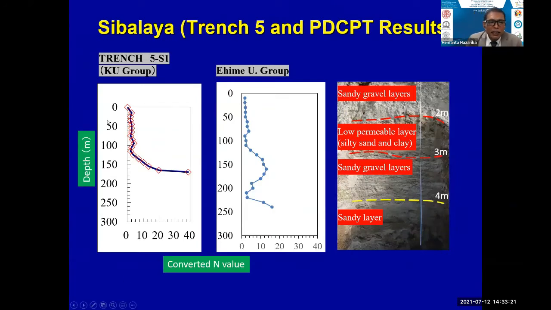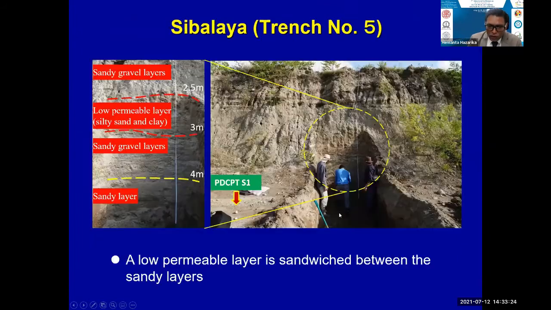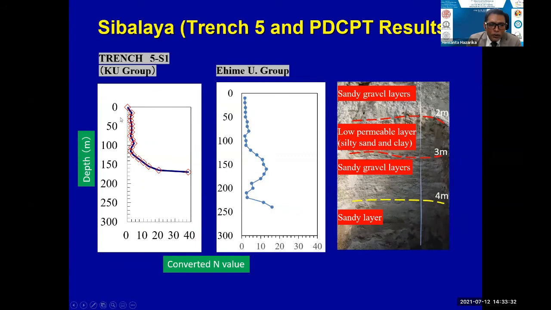We also conducted the PDCPT test, and it was conducted right here. So this is the cliff. Practically these are deposited silt, so of course we could see very low converted N values. Then below 1 meter, we probably caught some gravel. Our Ehime University group conducted a similar PDCPT somewhere near that, but somehow they got different results. But ours, we could not proceed further because we encountered some gravel soil.